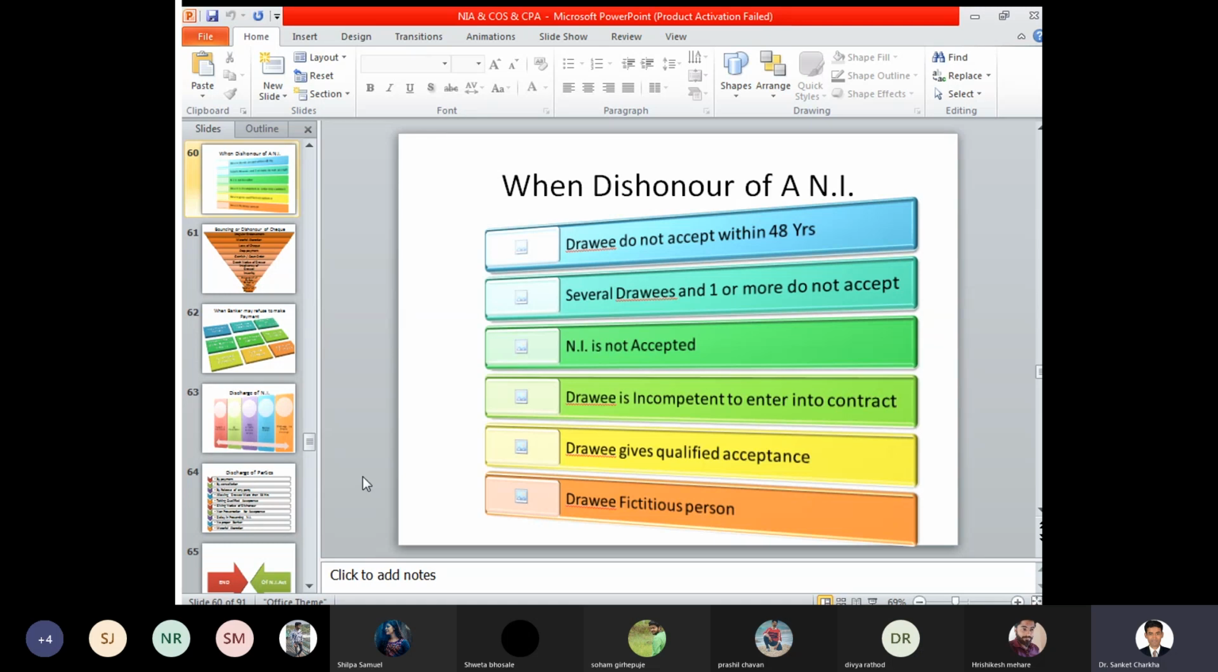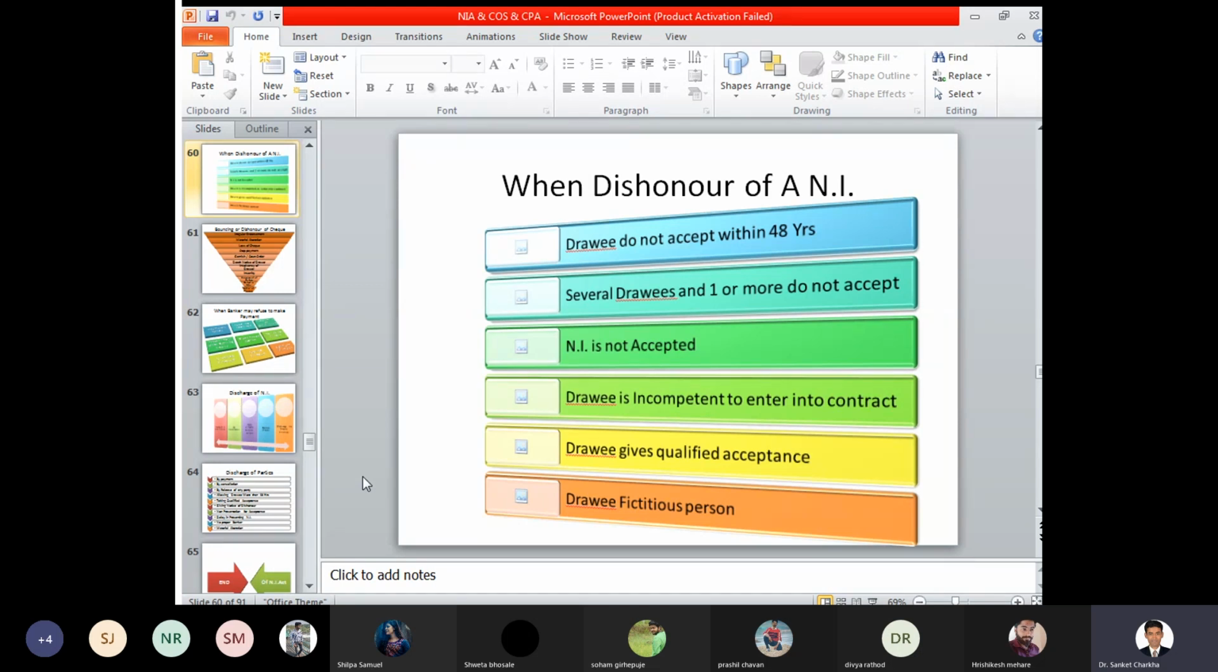Several drawees and one or more do not accept. In a particular negotiable instrument, there can be several parties, that is, 1, 2, 3 or 5 or 10 drawees. So if any one of the parties whose name is mentioned in that negotiable instrument is not accepting it within the specified time period, then accordingly the negotiable instrument gets dishonored.